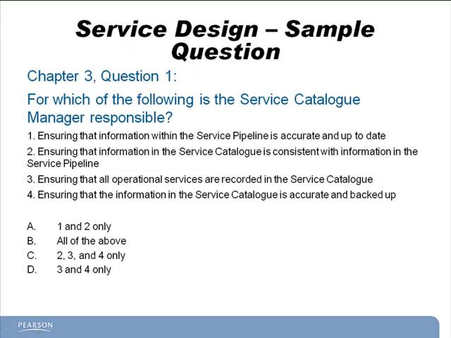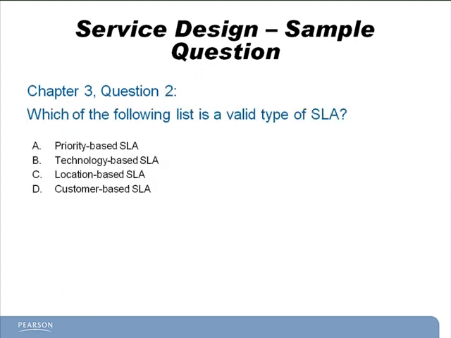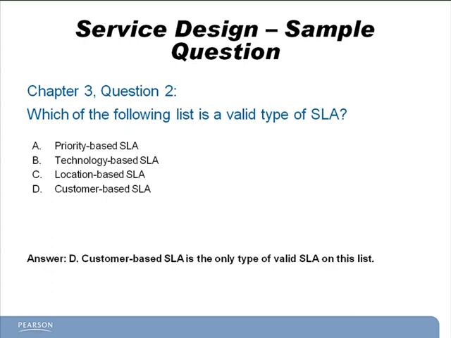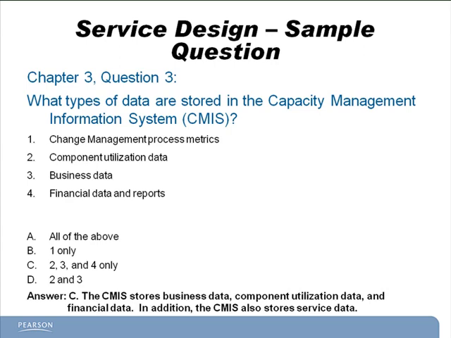Question 1. For which of the following is the Service Catalog Manager responsible? The answer is C. Question 2. Which of the following list is a valid type of SLA? The answer is D. Question 3. What types of data are stored in the Capacity Management Information System? The answer is C.